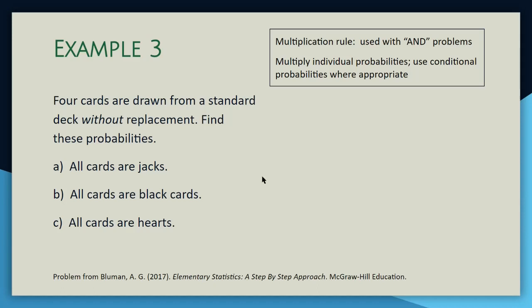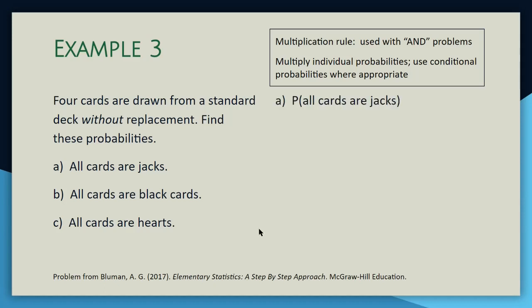We also have to remember that without replacement means that these events are dependent. We're going to need to use conditional probabilities for the second, third, and fourth card draw, because when we take that first card out, we don't put it back. So our second draw is from fewer cards. Our third draw is from even fewer cards.